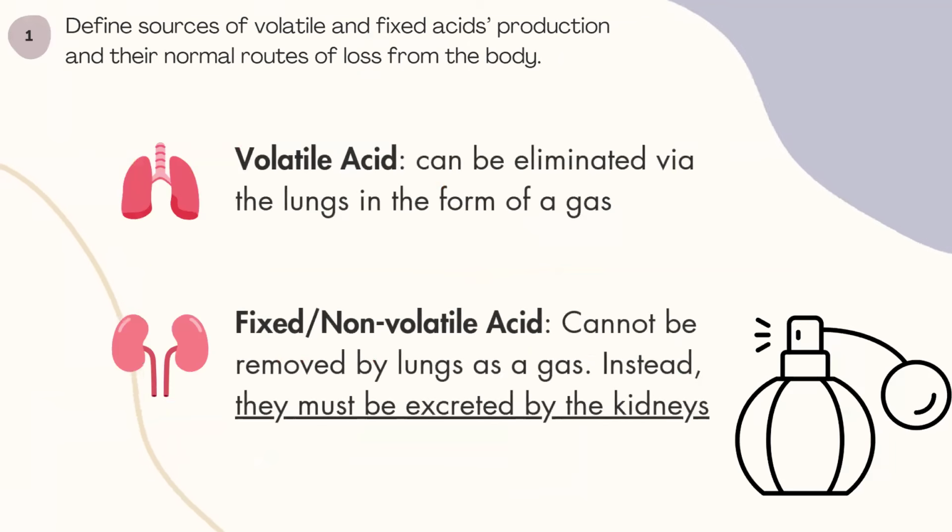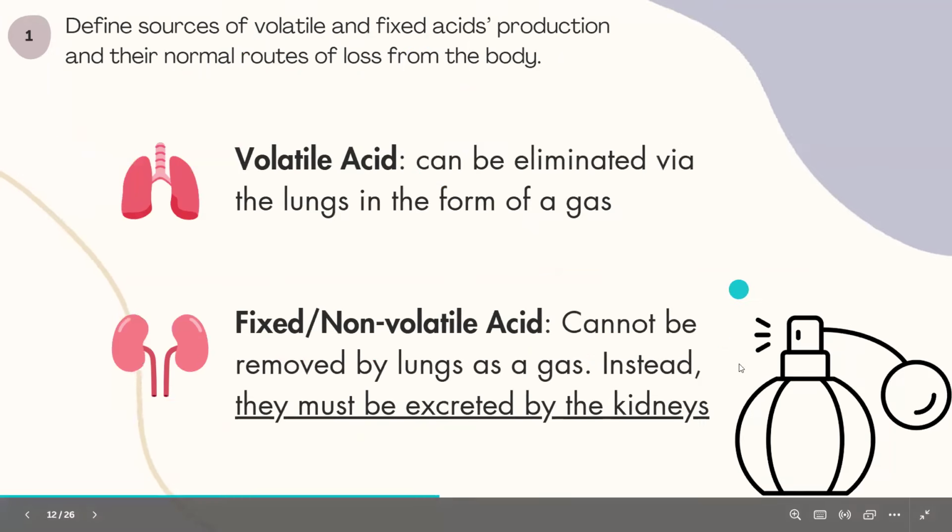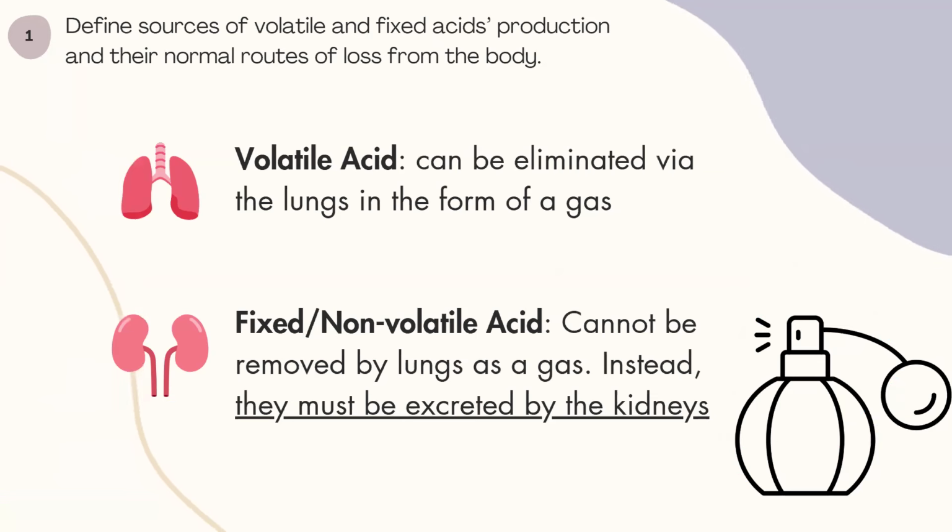Okay, so our first objective is defining sources of volatile and fixed acid production, as well as the normal routes of loss from the body. Now, that's a little bit wordy. Let's first figure out what is a volatile and what's a fixed acid. Well, volatile means that something can be easily evaporated or vaporized. Like, for example, perfume. You spray it on your hand and it will vaporize into gas and you can smell it. So a volatile acid is something which can vaporize easily.